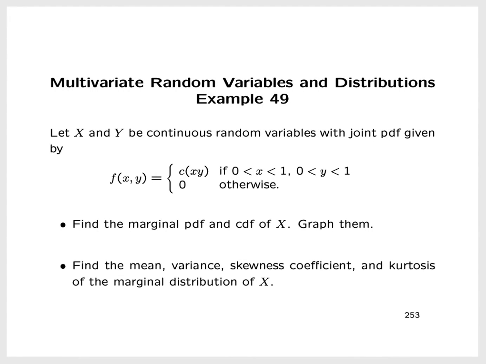Okay, we continue on looking at marginal distributions, and in particular, we're going to be looking now at marginal distributions of continuous random variables. So let x and y be continuous random variables with a joint PDF given by this expression. So we have seen this example before. This is the distribution where the sample space of the bivariate random variable x and y is the unit square.